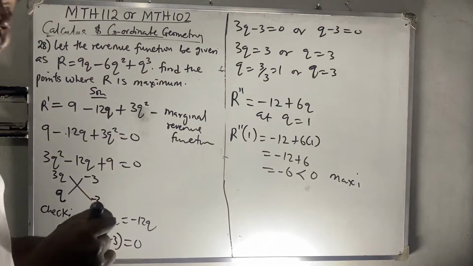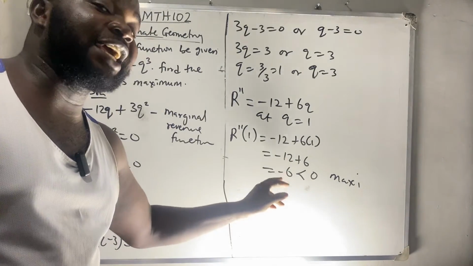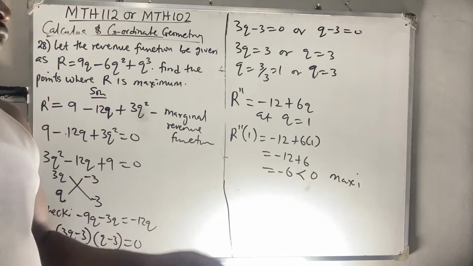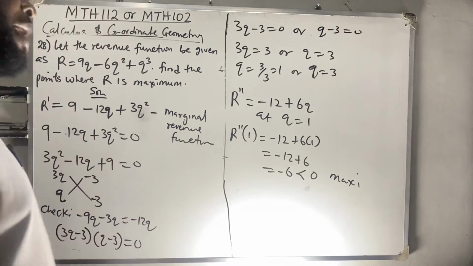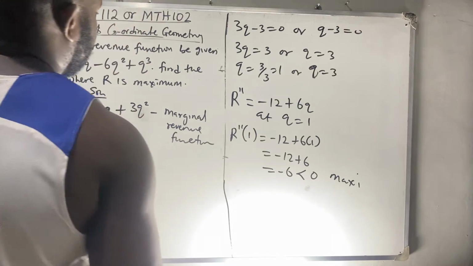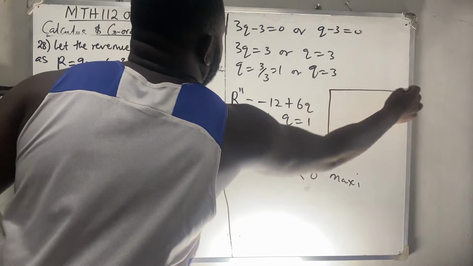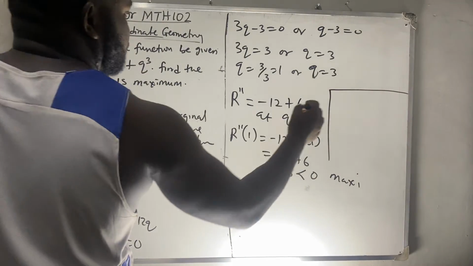Please, if you get less than 0, I didn't say greater than. If you get negative, then know that it is maximum. So that point is going to give us the maximum point. Let us check the other one, but I know the other one is going to be the minimum point.